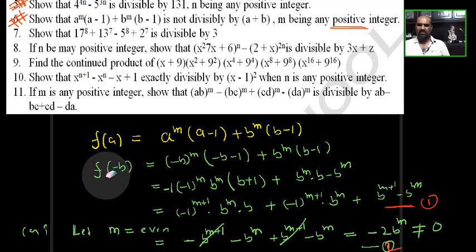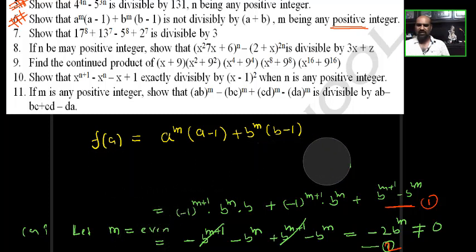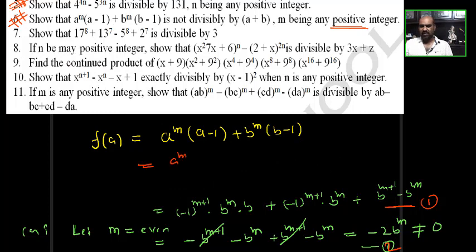Or more generally, you do one thing. Here only you can simplify actually. I can write this as a power m plus 1 minus a power m plus b power m plus 1 minus b power m. So here only you can take two cases, m is even or odd, then we will get the result.